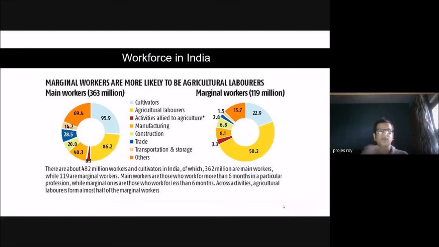Sometimes they work for a particular specific period of time. That's basically called a marginal worker. Here you can see agriculture is 58.2%, cultivation 22.9. So in a specific season, many of the people start working on that.